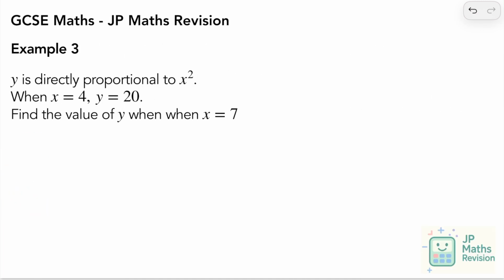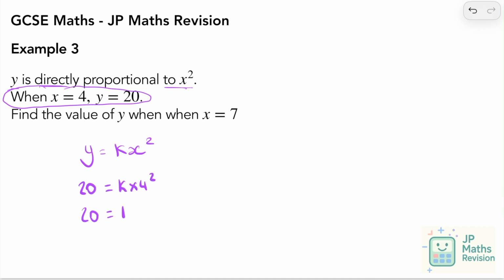Here's another example. So this time we have y is directly proportional to x squared. So again, we have direct proportion, but this time y is directly proportional to x squared. So the relationship is going to be y equals k x squared. So to find the constant of proportionality, I'm going to substitute in the values that we have. So we have when x is 4, y is 20. So I'm going to say 20 equals k times 4 squared.